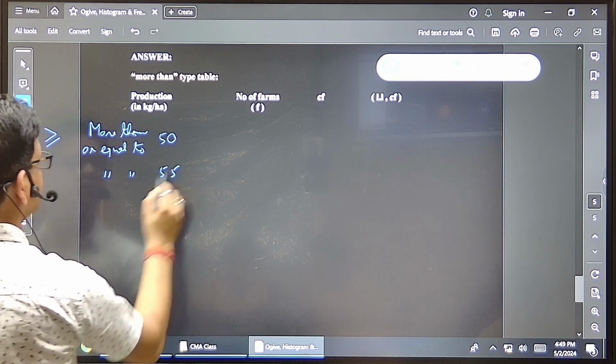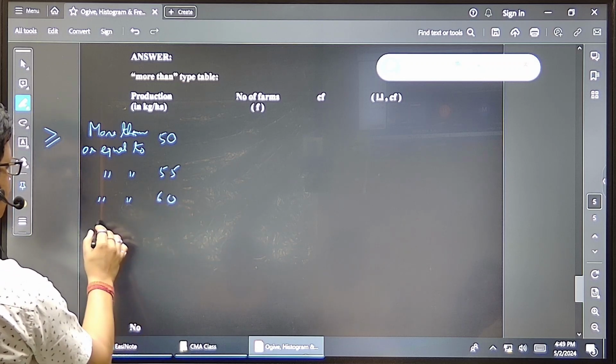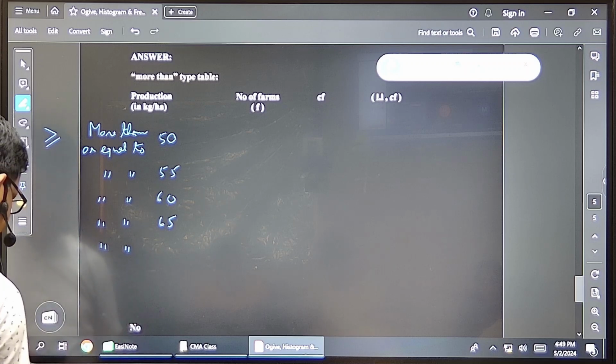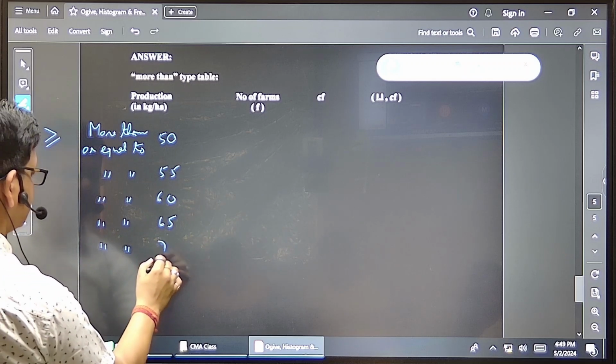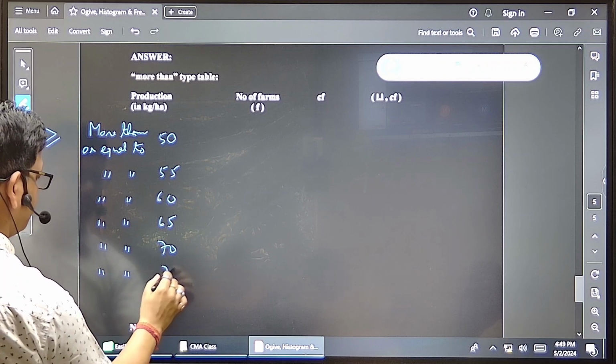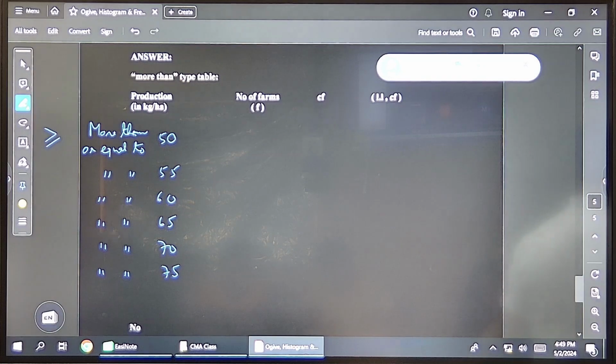Did you get the question or not? So more than or equal to 60, more than or equal to 65, more than or equal to 70, more than or equal to 75. Because it is more than or equal to the lower limit, we need to write till 75. Done? Now, the number of forms are the same.